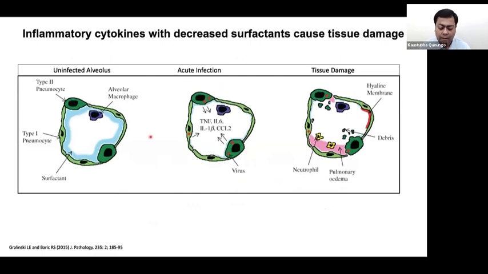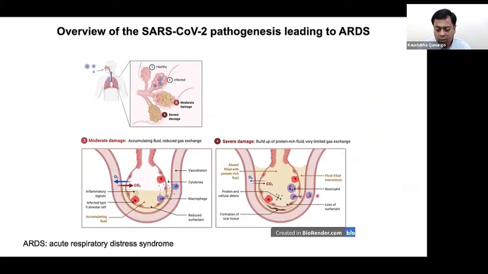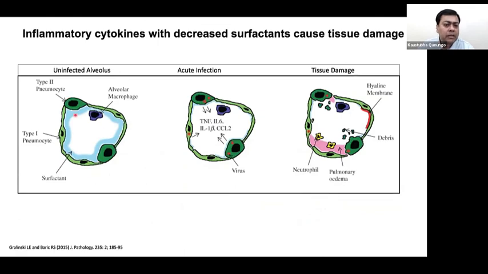Just another rendition, if you take a cross-section of this, how it looks in normal type 1 and type 2 pneumocytes, you can easily see that they are all lined by this surfactant. And these surfactants help in the gaseous exchange between these type 1 and type 2 pneumocytes and the empty space of the alveolus, singular, alveoli, plural. Now, when you have the infection, all these cells are going to secrete cytokines like TNF alpha, IL-6, IL-1 beta, CCL2. Again, you do not have to remember the names, but there are a lot of different cytokines.